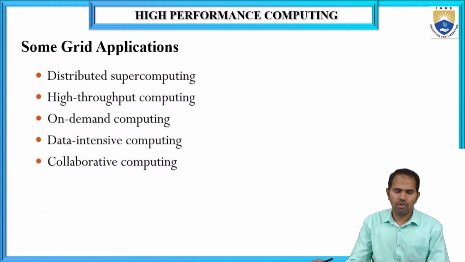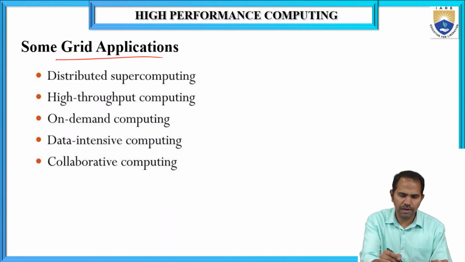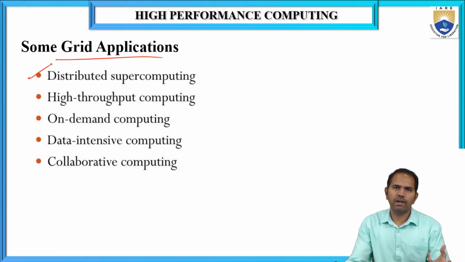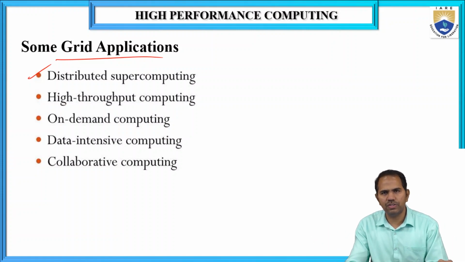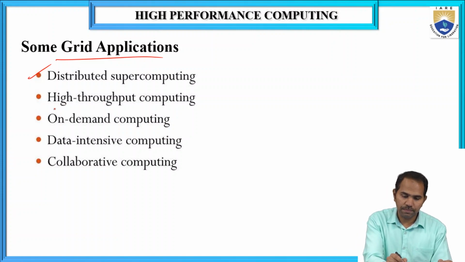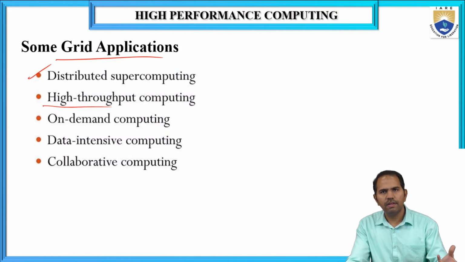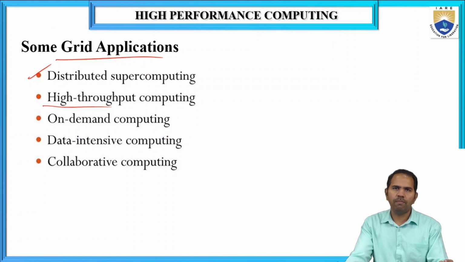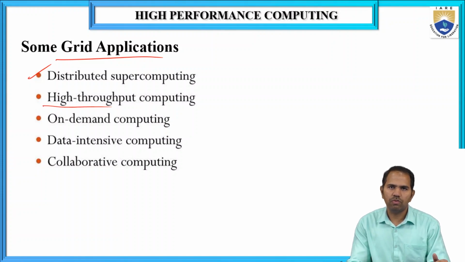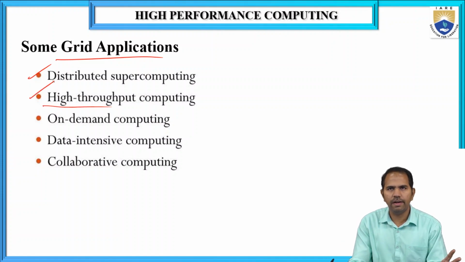Now let's look at some grid applications. What are the grid applications? Distributed supercomputing comes under grid, where the work is distributed across different systems. High throughput computing is also an application of grid. High throughput means the number of jobs completed in a particular amount of time. So we consider a given amount of time and the number of jobs that have to be completed in it.